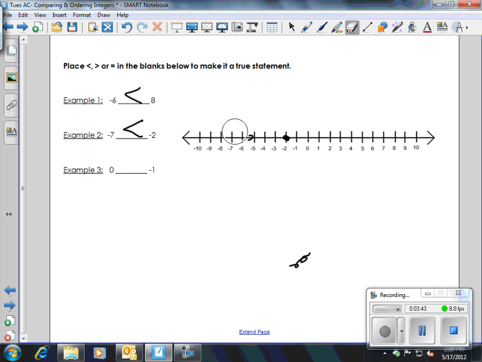Lastly, 0, which is right there, and -1, which is right next to it. Sorry, that's a little messy. -1 is actually less than 0. So when we read our statement over here, 0 comes first, and based on our number line, 0 is greater than -1. So you need to put a greater than symbol here.